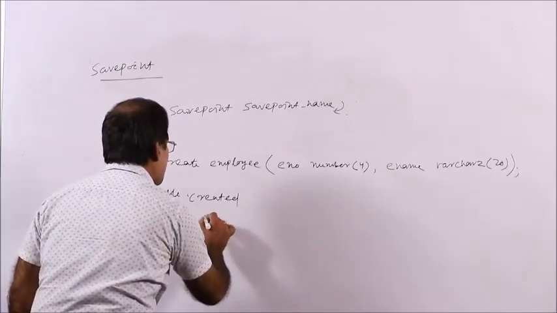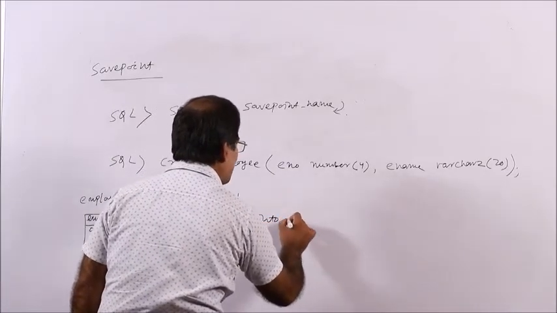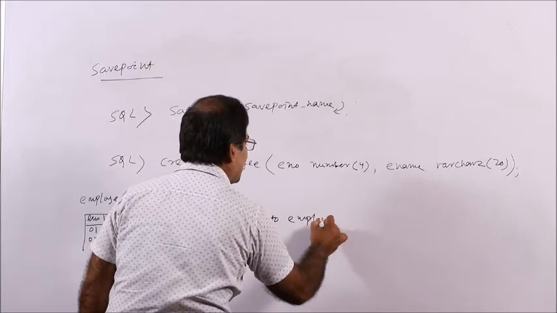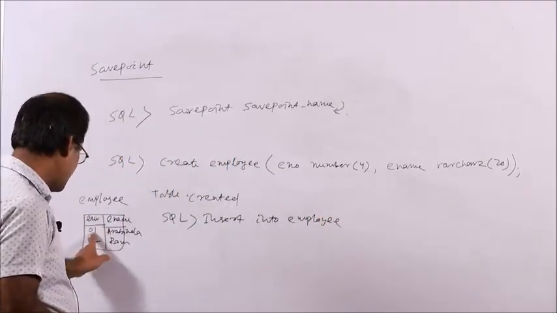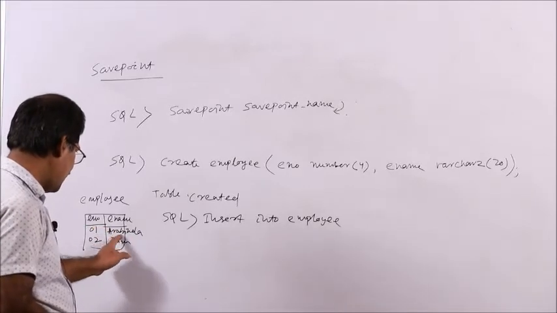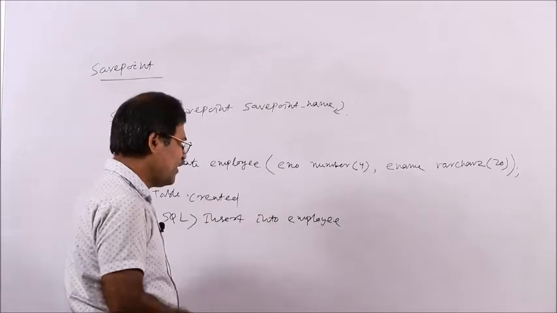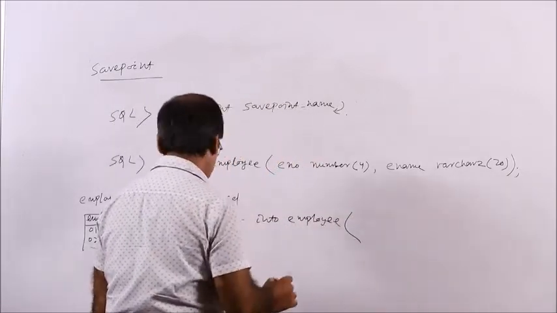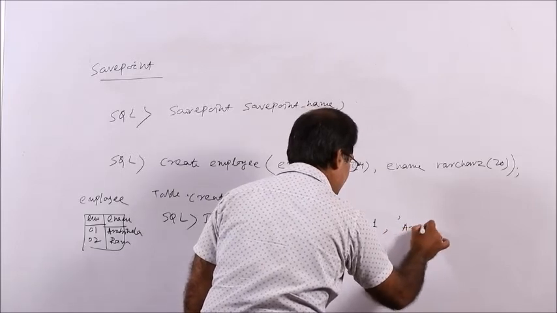So insert into table name. Table name is employee. That means I want to insert some records in that particular table. I want to insert the first record. First record is 01 Aravind. So insert into table name. What is the table name? Table name is employee. What do you insert? Employee number. Employee number is 01. What is the name? Name is suppose Aravind.